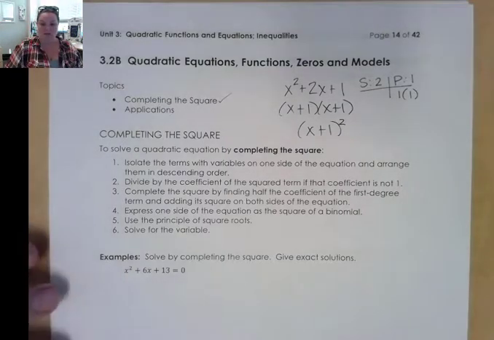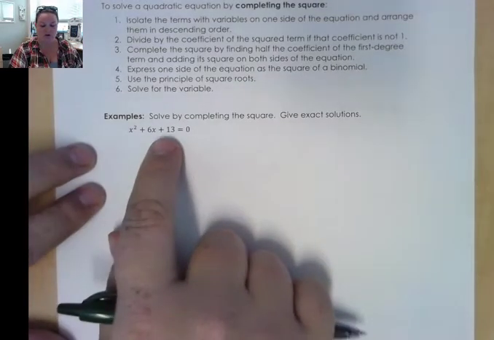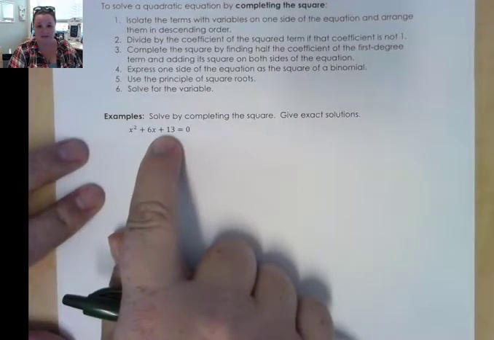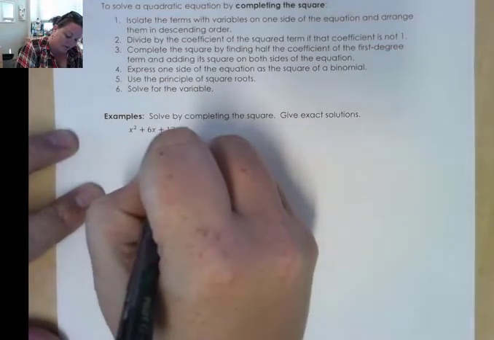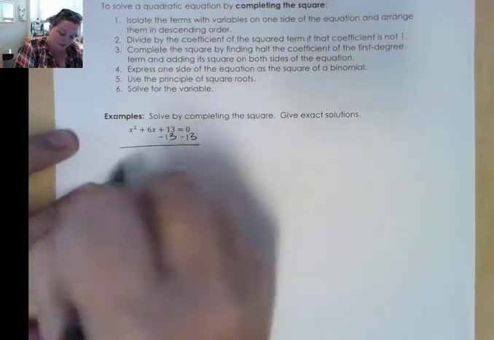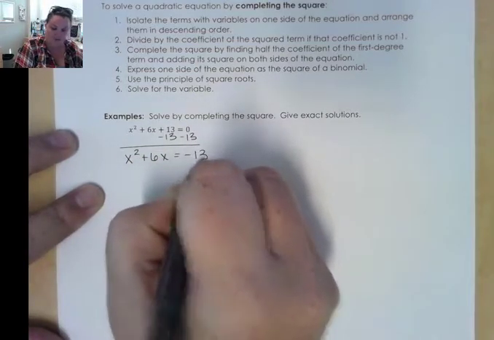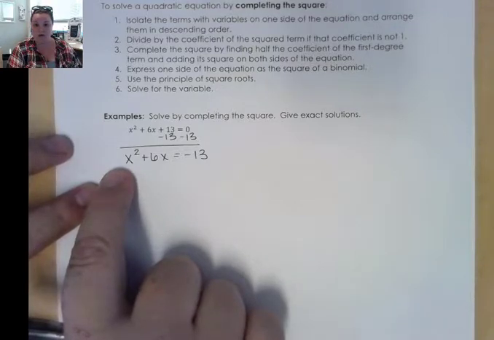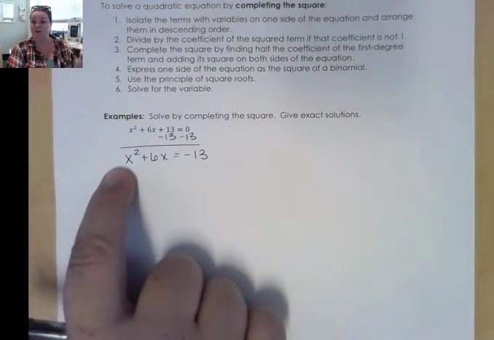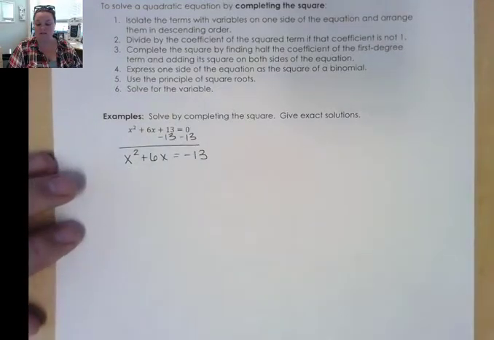Okay, so let's just go ahead and jump into an example. First thing we want to do is make sure our constant's on the other side. We don't need it. So here our constant is 13. We're going to move it to the other side by subtracting. So I have x squared plus 6x is equal to negative 13. And then we make sure our leading coefficient is 1, which here it is 1. So that's perfect, right?